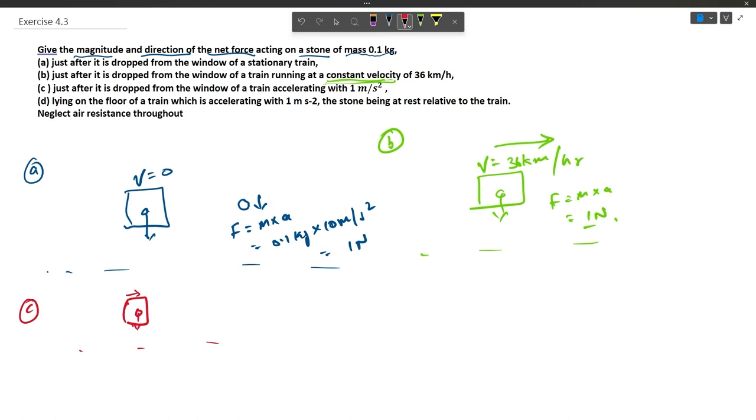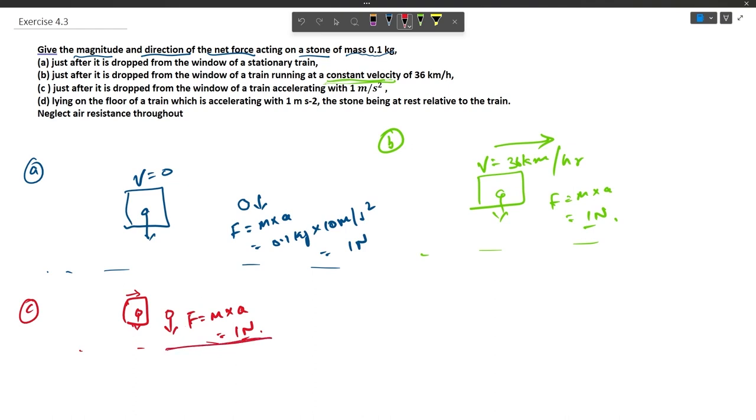So as soon as the body gets detached from the train, its acceleration is gone. So in the case when the stone is thrown out of the window, again only one force is acting on the stone, that is the force of gravity, and again the magnitude is force equals mass times acceleration. That would give us 1 Newton, because as soon as it gets detached from the train, the acceleration is lost, thereby there is no force due to the train because there is no acceleration. So the only force that is present after it is thrown is due to gravity, and that is 1 Newton.